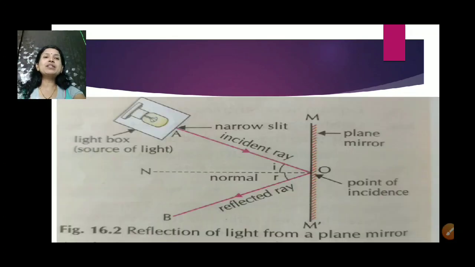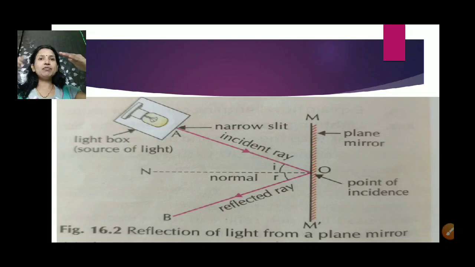Now we will move towards the next topic. Before that, I would like to show you one diagram I have displayed over here. In this diagram, students, you have to understand what is given. One plane mirror is put, that is M dash, from here to here is the mirror, this is M and the end point is M dash.